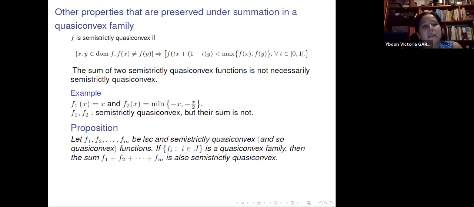So semi-strictness is easy to lose. But the proposition says that if we have a family F1, F2, ..., Fm that are lower semi-continuous, here we need lower semi-continuity, and semi-strictly quasi-convex, and this is a quasi-convex family, then this sum is also semi-strictly quasi-convex. So we can preserve this property. Of course, we can ask about the minimum. We cannot preserve the property for the minimum, only for the sum. The sum is semi-strictly quasi-convex, but the minimum in general is not.